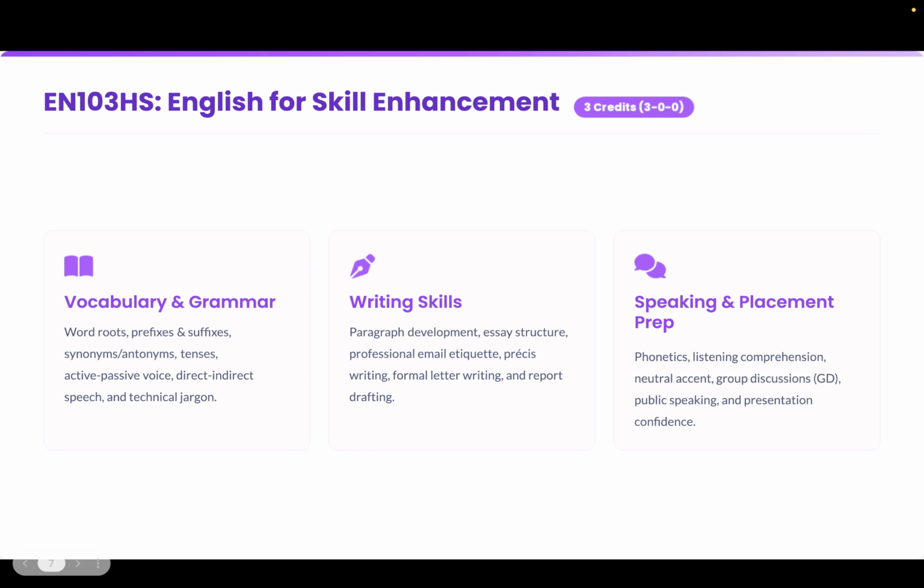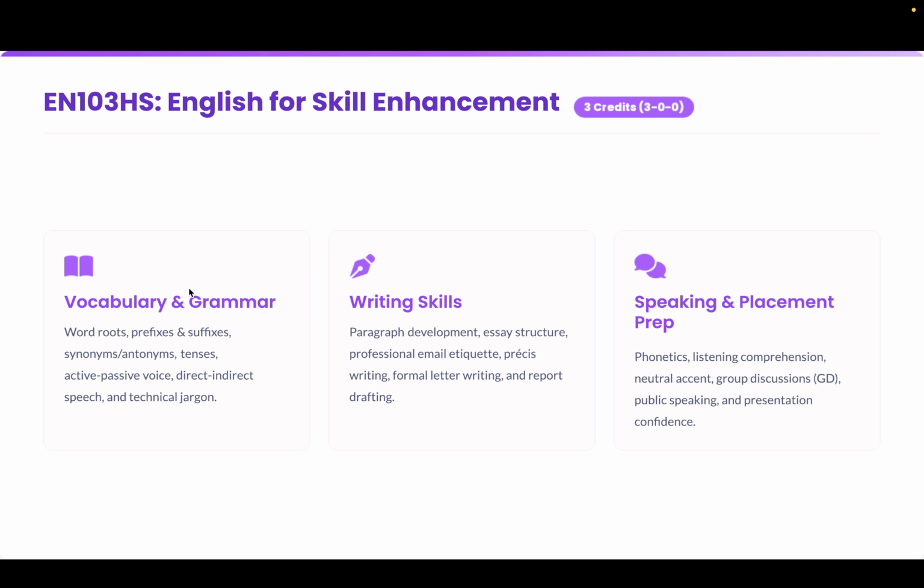Alright, now if we enter into one of the important and more focused subjects, it is English, first skill enhancement. This is the most scoring subject in your entire first semester. So if you learn this in a structured format, then you can easily score full marks. The subject code is EN103HS, and it contains 3 credits.